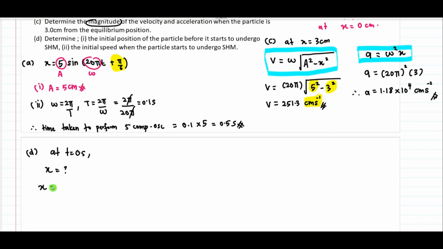So we just substitute into the equation of displacement in terms of time here: 20 pi t plus pi over 6. So 20 pi times t. The t is zero, so this becomes zero. So we only have sin pi over 6. You press the calculator and you will get the answer. Make sure your calculator is in radian mode. So x is equal to 2.5 cm.